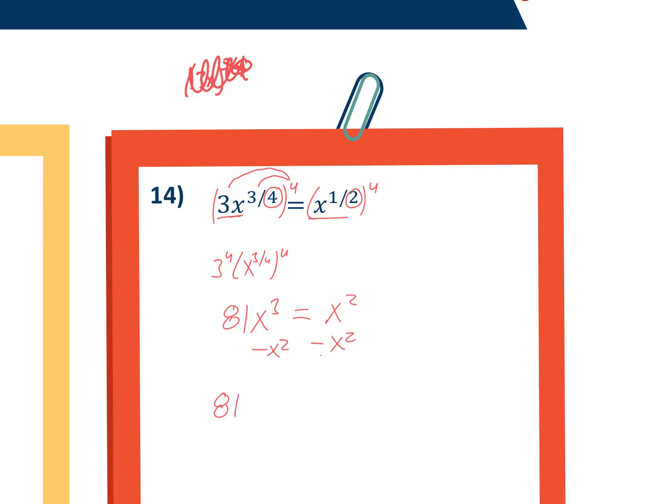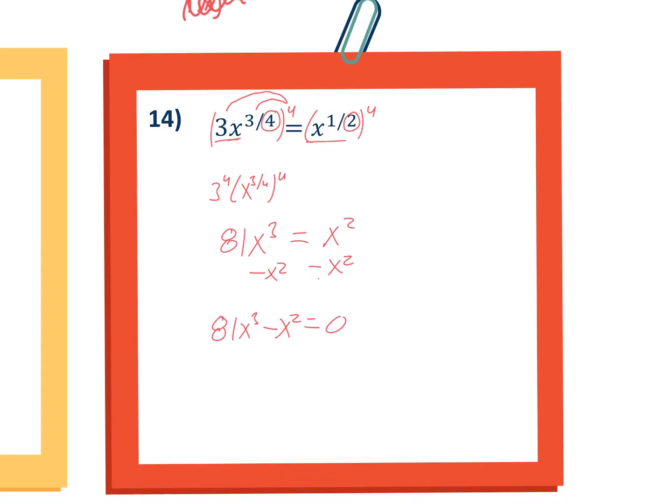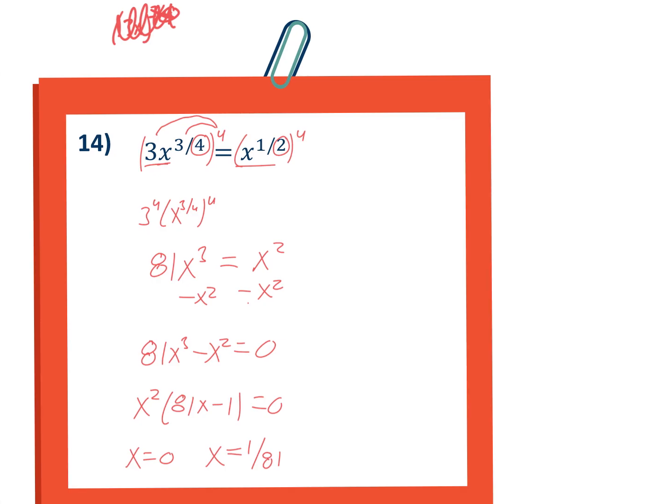So this is going to get us 81x to the 3rd minus x squared equals 0. I can factor out an x squared, and then you're left with 81x minus 1 equals 0, and then I get x equals 0 and x equals 1 over 81. The fourth root we do want to check, and the same with the square root. So we can just check it briefly over here.